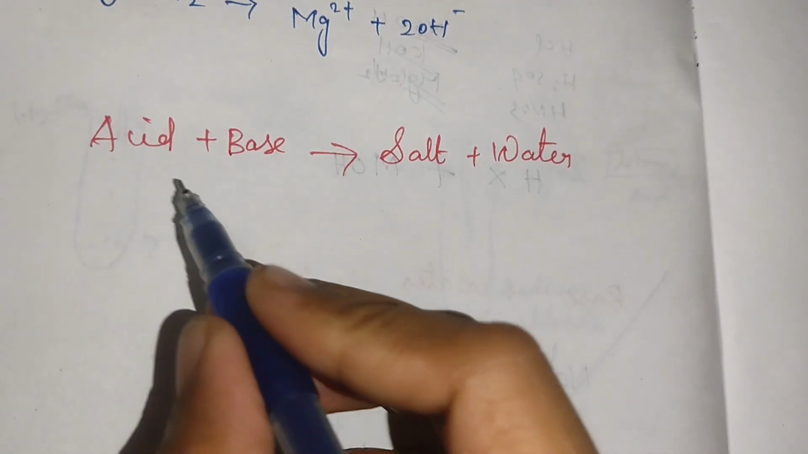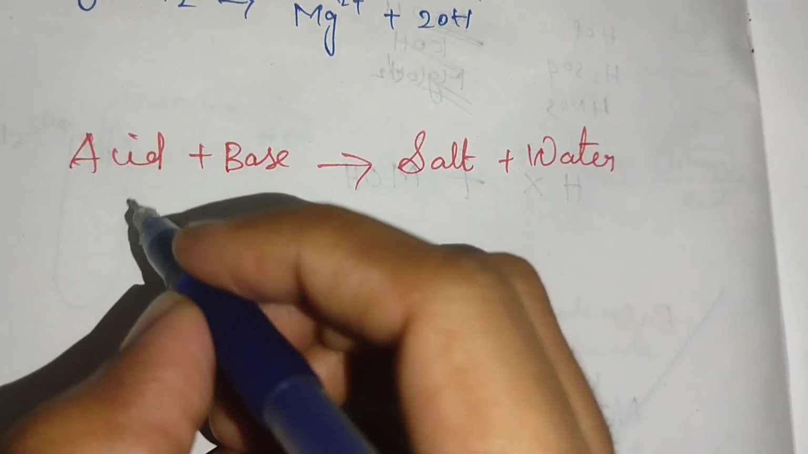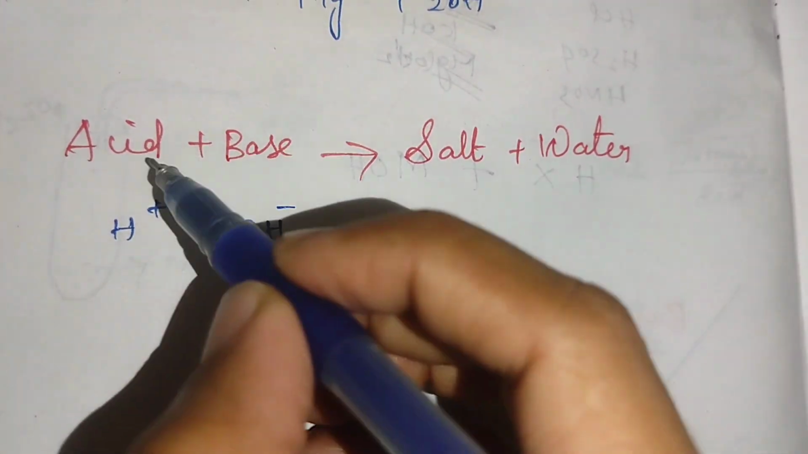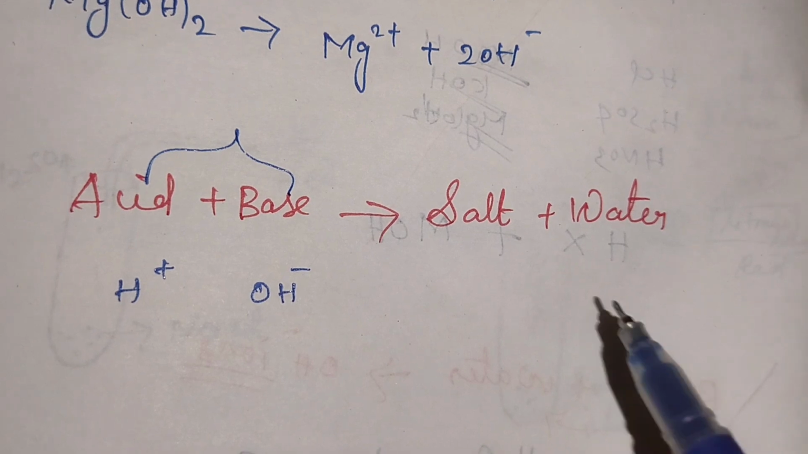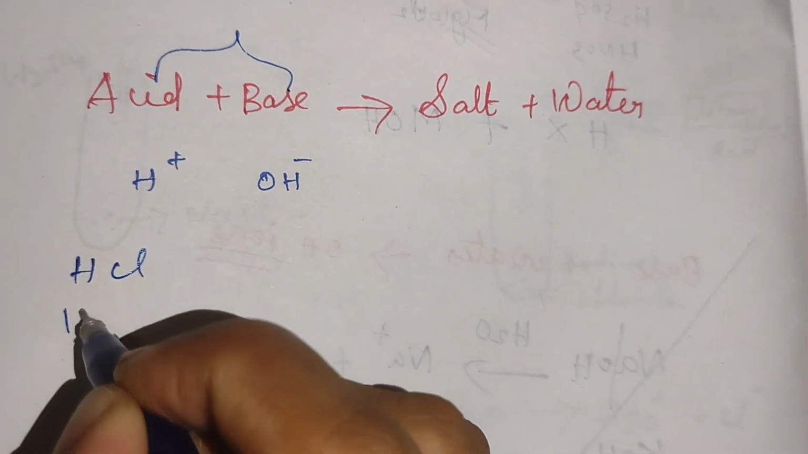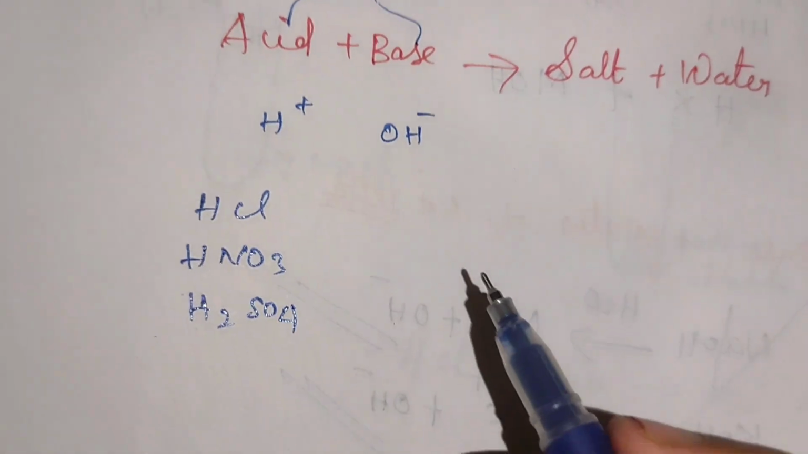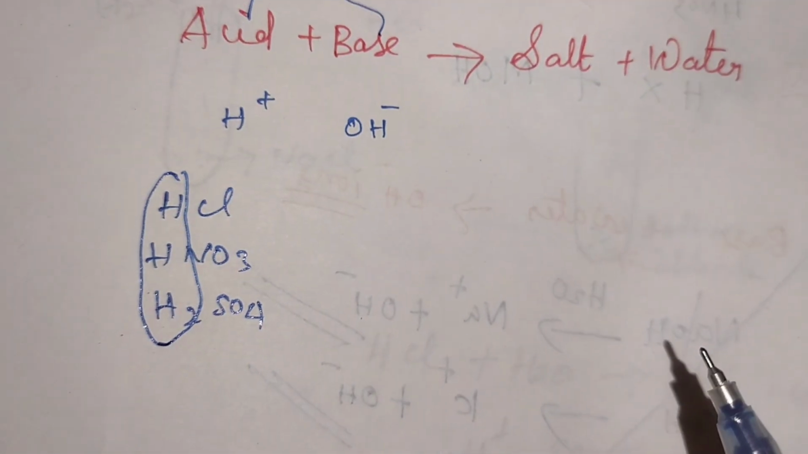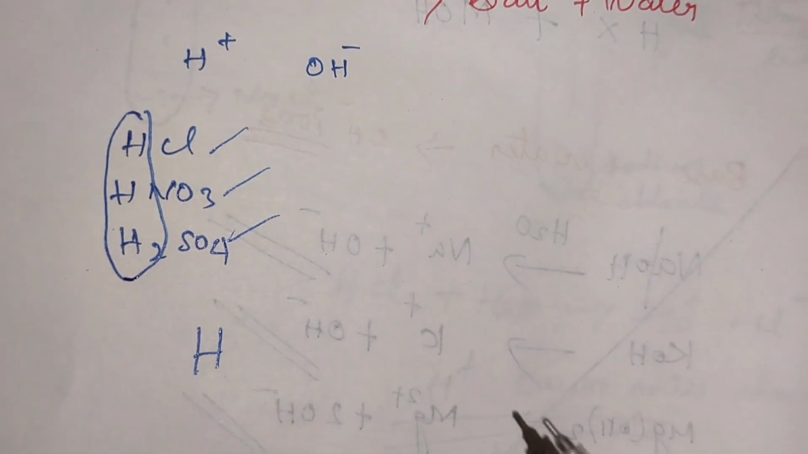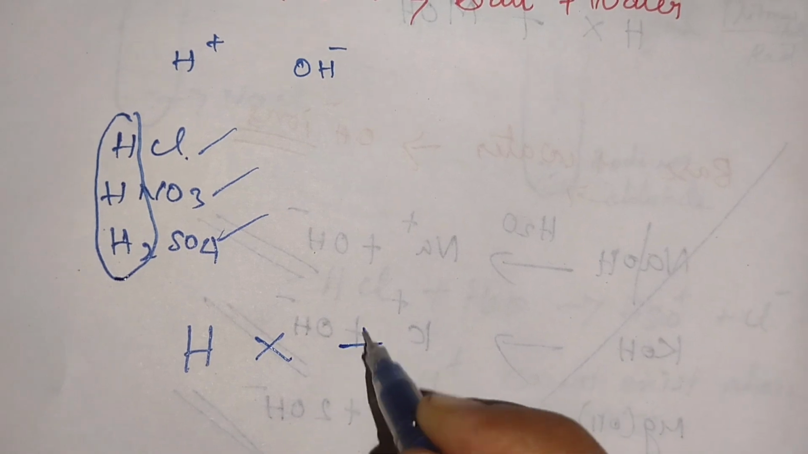When acid and base react with each other, salt and water are produced. We know acid reacting with water produces H plus ions, and base produces OH minus ions. When these two react with each other, salt and water are produced. For example, acids: we know HCl, HNO3, H2SO4. So in these acids, what is common? The H plus ion, hydrogen, is common. So I am taking hydrogen here. For chlorine, nitrate or sulfate, I am writing here X.